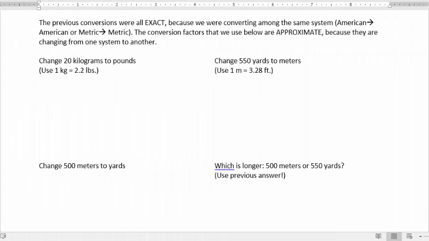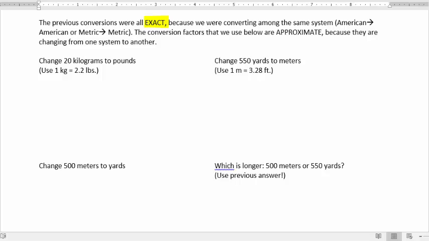Up to now, all of these unit conversions that we've been doing have been exact. The reason that they've been exact is that we've been converting among either American units or among metric units. So we were converting from American to American or metric to metric. But what if we want to convert between the two systems? That's what we're going to want to do now.